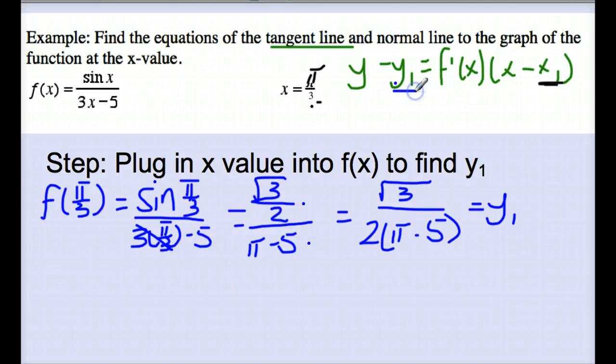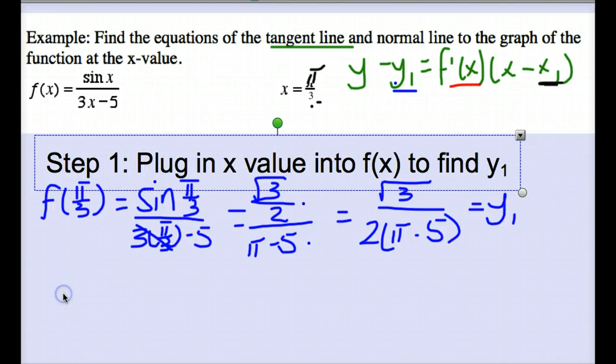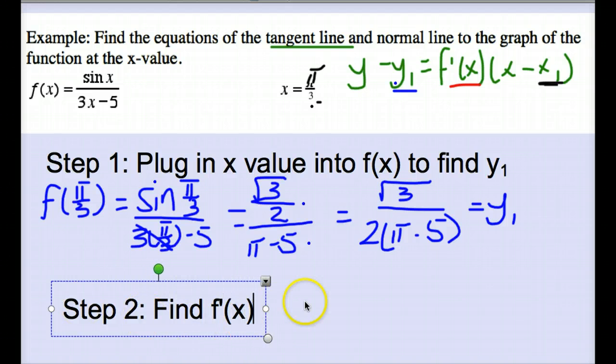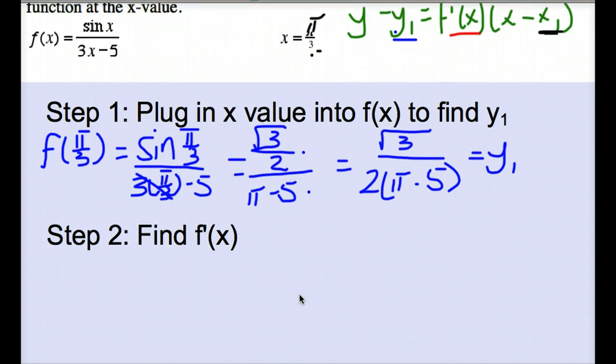I found this. Now the only piece missing is my derivative. Let me label these correctly: step 1 right here, and my second step is step 2. I'm going to find f prime of x. Let's do the quotient rule, since in our problem we have sine of x and a 3x minus 5 in the denominator.